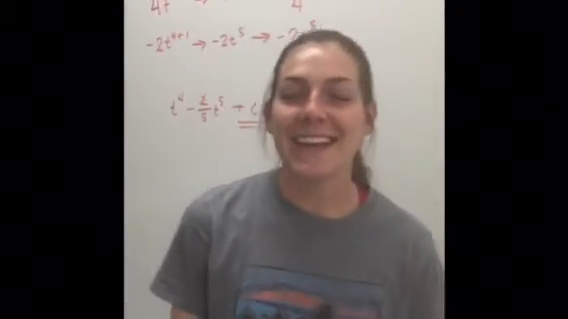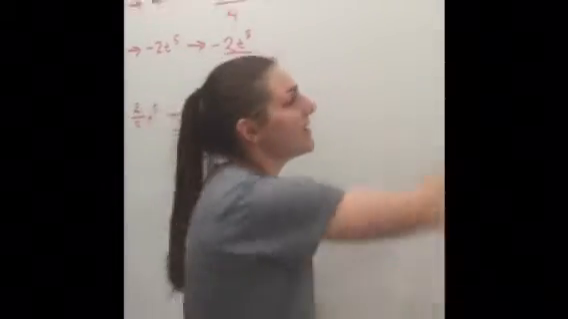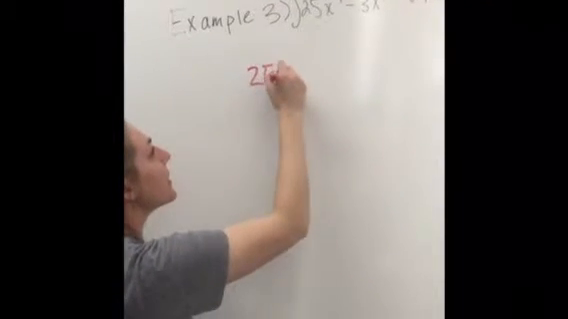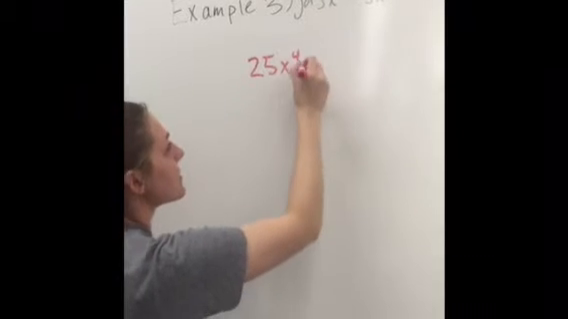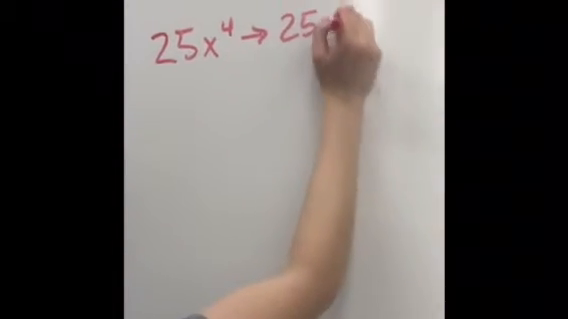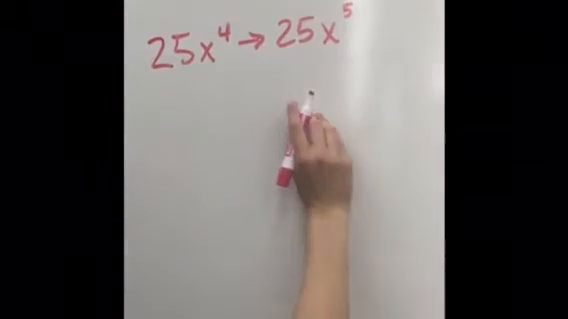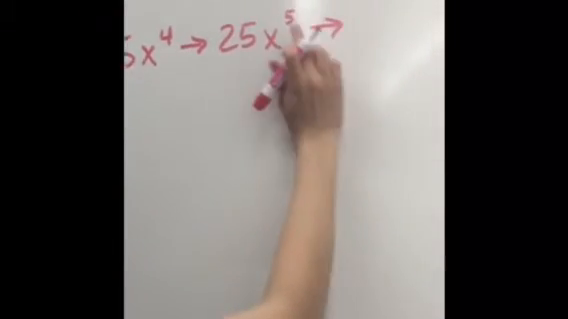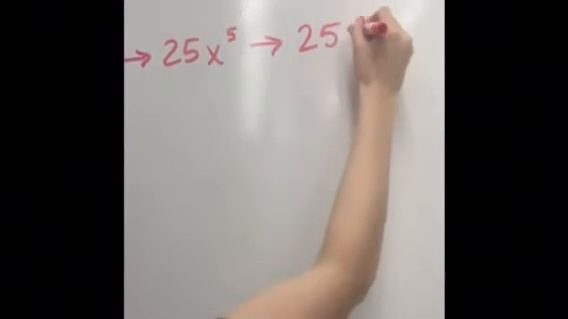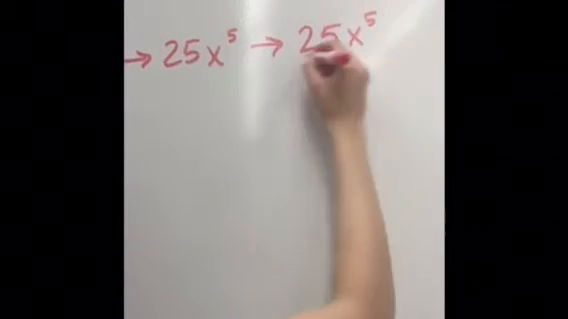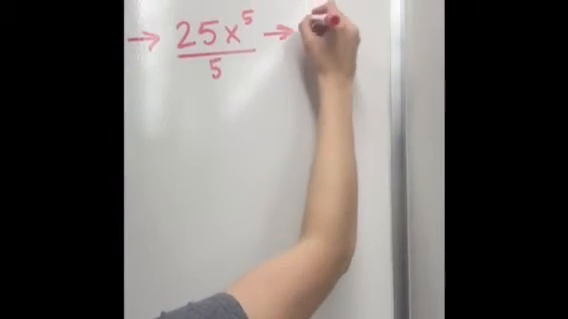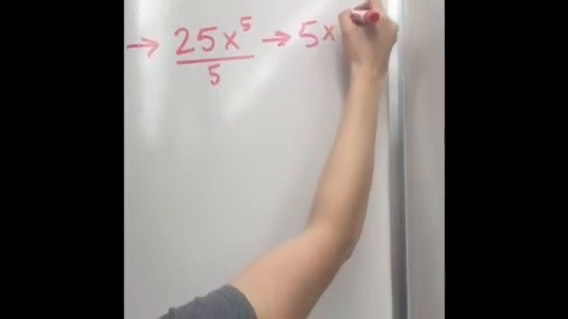So now we're going to take the antiderivative of this function right here. Okay, 25x to the fourth. So then we're going to raise the power by 1. So it'll be 25x to the fifth. And then you got to divide by the new power. So you're going to go 25x to the fifth over 5. And that's going to simplify to 5x to the fifth.